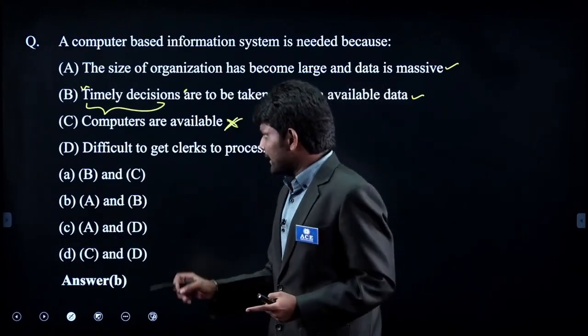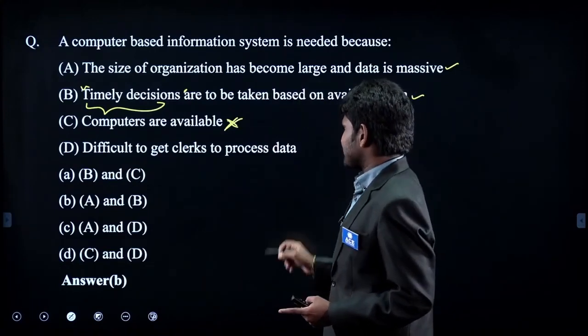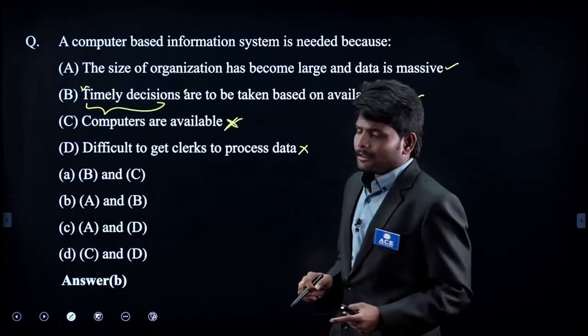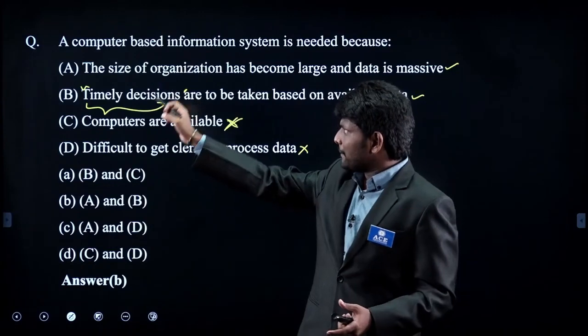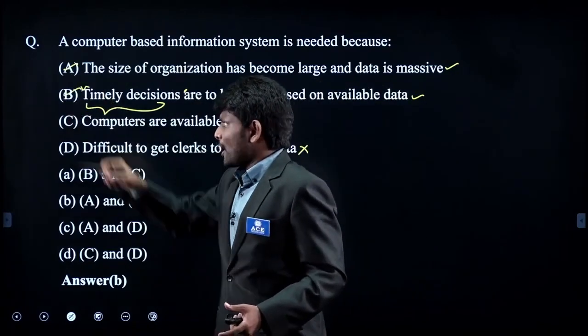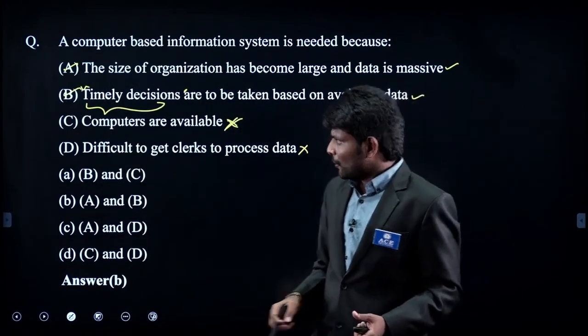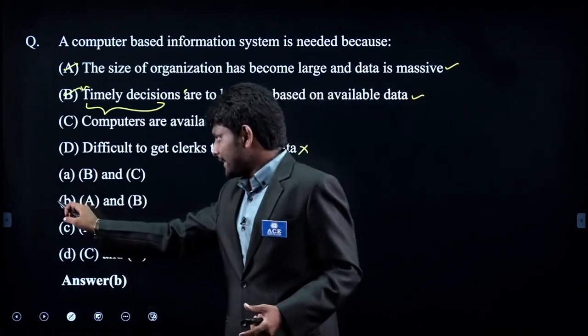Fine. Then, difficult to get clerks to process data. This is also not a valid reason. So A and B are very logical and valid reasons. So which option is saying A and B? Option B is saying A and B.